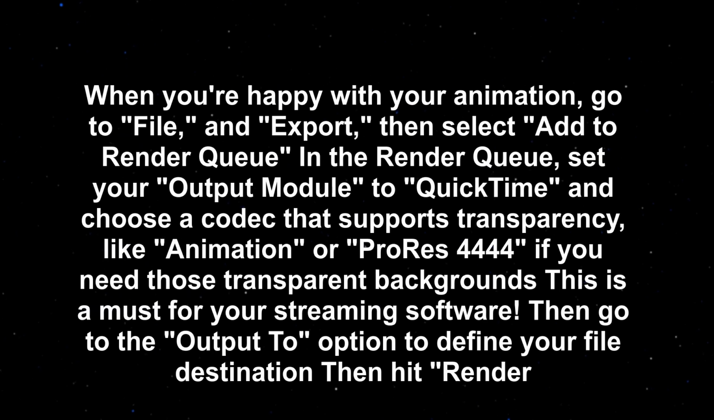When you're happy with your animation, go to File and Export. Then select Add to Render Queue. In the Render Queue, set your output module to QuickTime and choose a codec that supports transparency, like Animation or ProRes 4444. If you need those transparent backgrounds, this is a must for your streaming software. Then go to the Output To option to define your file destination, then hit Render.